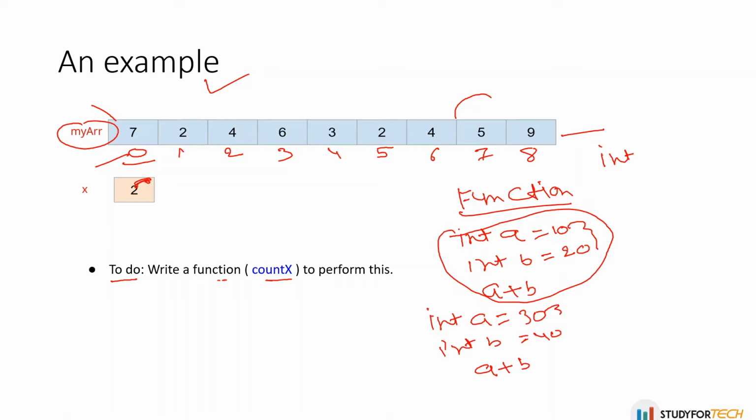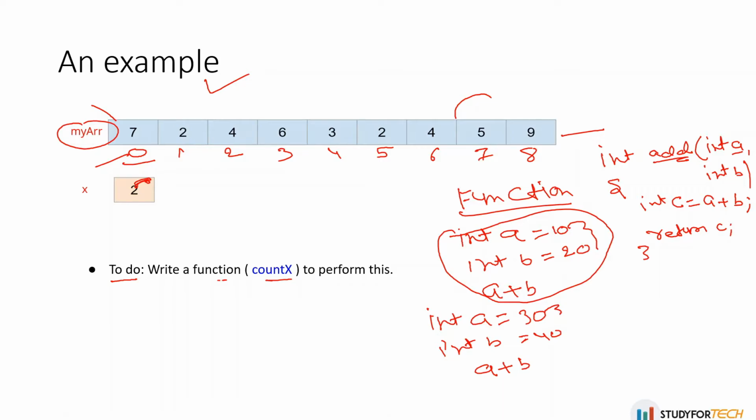I will write one function, integer add, with two parameters, integer a and integer b. So the function name is add. Then here we can define one integer, let's suppose c, and add these two numbers which are passed to this particular function, a plus b, and then return c to the calling function.